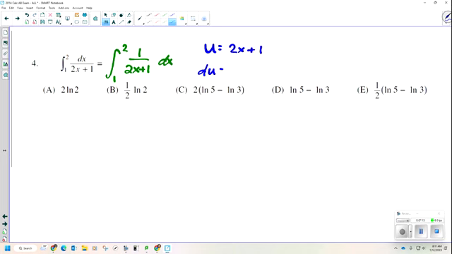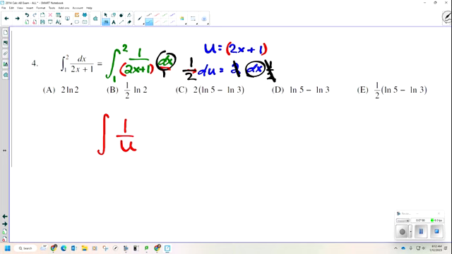The derivative of U is just 2 dx. So what I'm going to do now is take my U and substitute it in for 2x plus 1. So I have 1 over U. But notice that for my substitution for the du, I just have a dx. I don't have the 2 dx. This is where that 1/2 comes into play. I'm going to multiply both sides by a half. This half cancels with 2. So now in for my dx, I'm going to put 1/2 du. I'll put my constant on the outside.